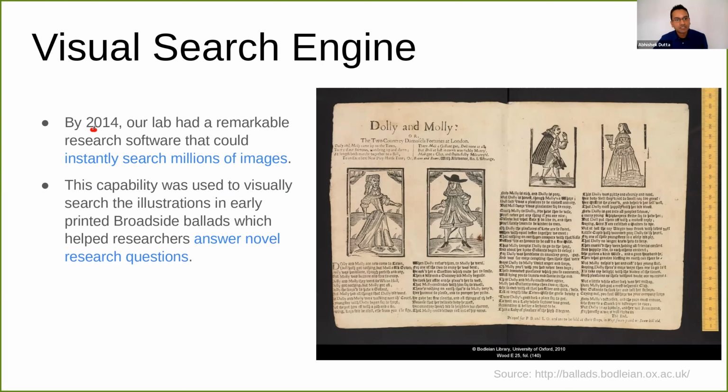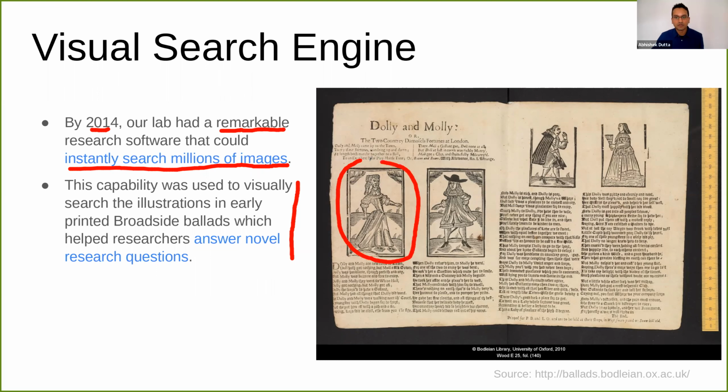In 2014, our lab had a remarkable software. This software could instantly search millions of images. So in an instant, you could search 1 million images. This capability was used in one of the research projects to understand these broadside ballads that were printed a long time ago. So this software was used in this project.